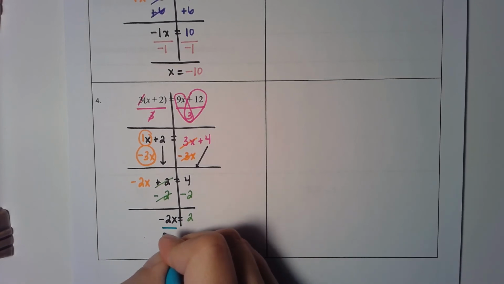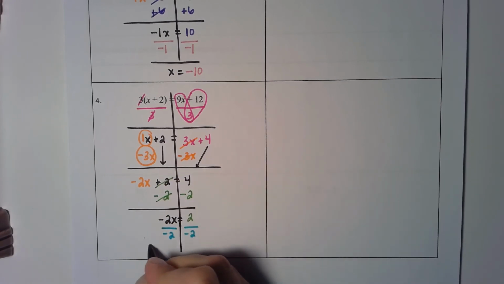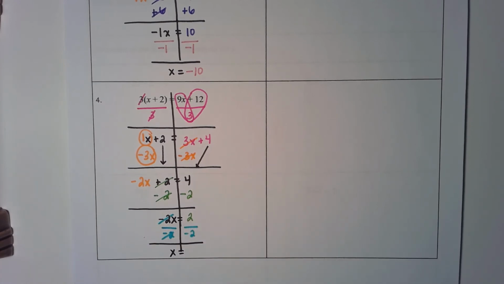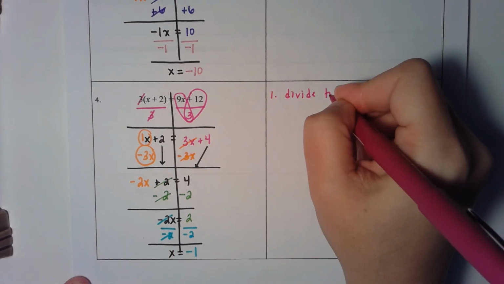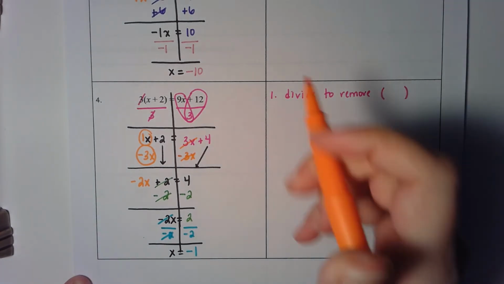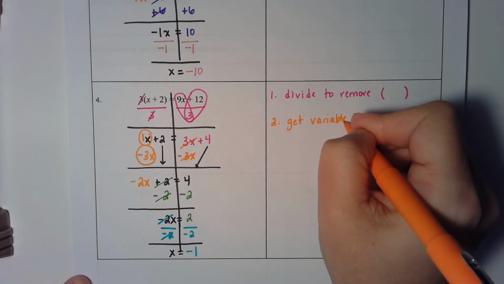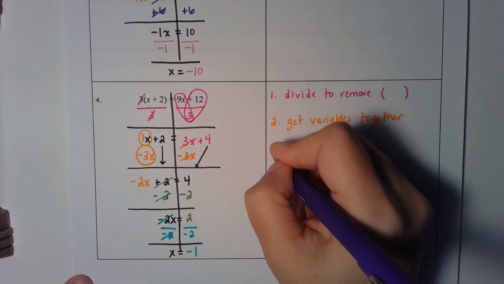And lastly, I'm going to divide by negative 2. And since I'm dividing by a negative, on the left side, the negative 2's cancel, and I just get x. And on the right side, I get negative 1. And that would be my final answer. So again, first I divided to remove the parentheses. Then I got the variables together. And then I just solved like normal.